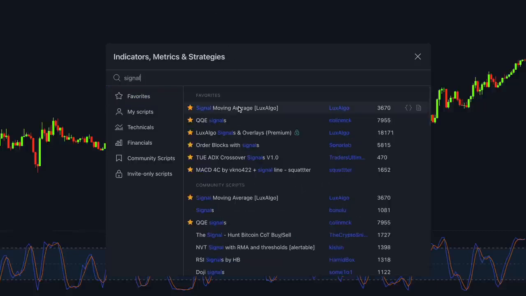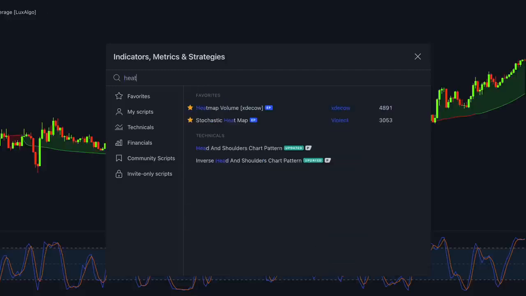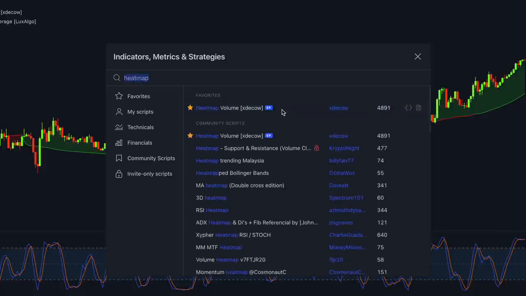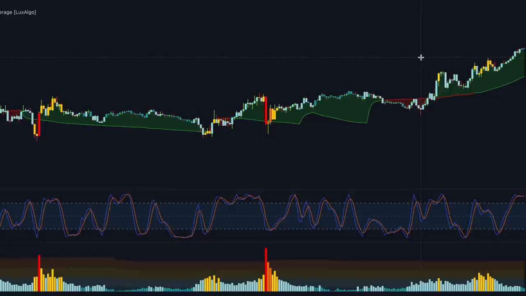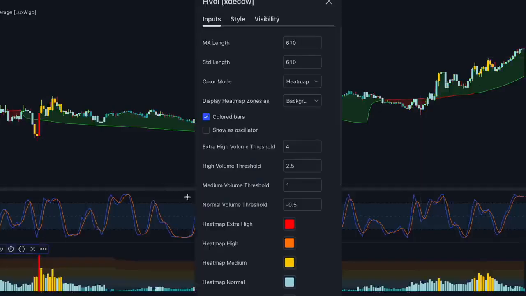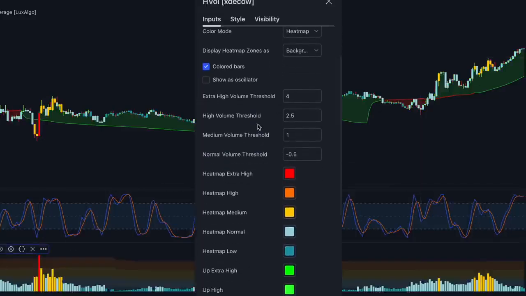The settings will remain by default. For the next tool, add heat map volume. This indicator helps visualize the trading volume in different colors based on thresholds. There are 5 volume thresholds: low, normal, medium, high, and extra high. The only two we care about are medium and high.